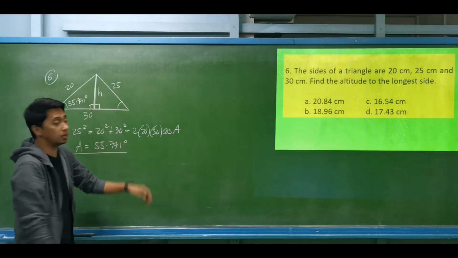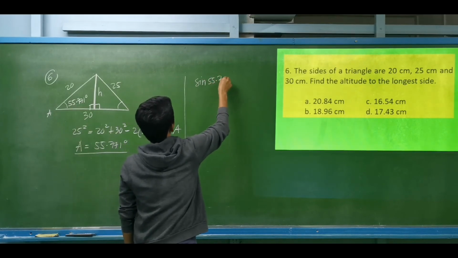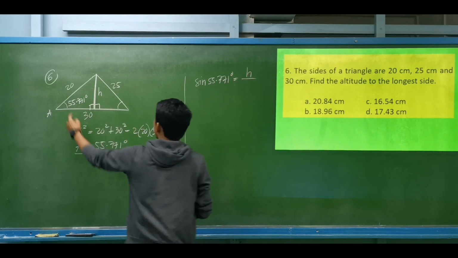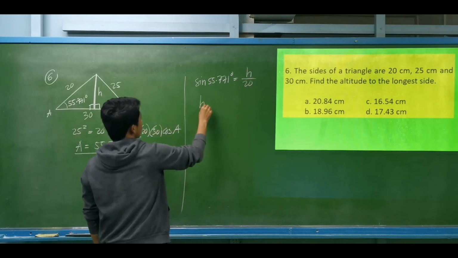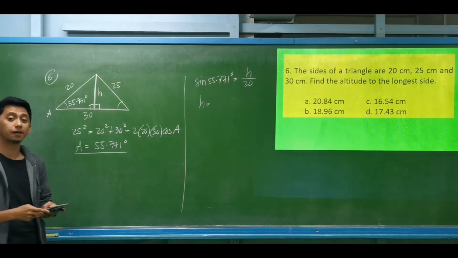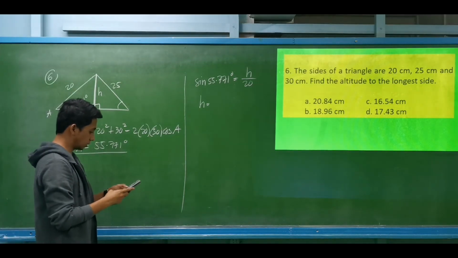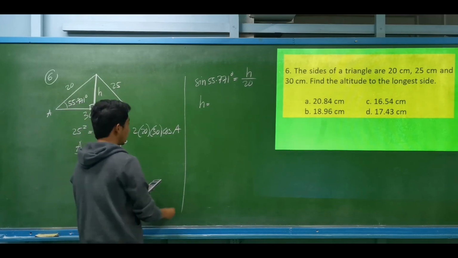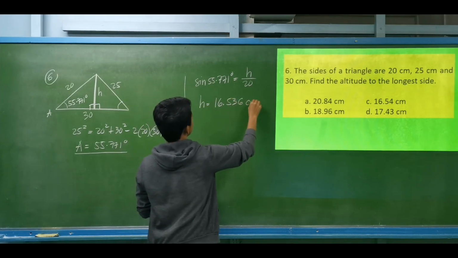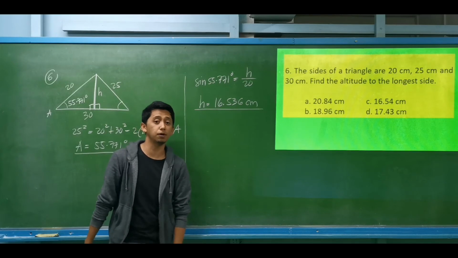Kung meron akong angle dito, 55.771 degrees, paano ko makukuha yung H? Diba 90 degrees yan? I-apply yung sine. The sine of 55.771 degrees is equal to opposite, that is H, over hypotenuse, which is 20. So makuha natin yung altitude to the longest side: 20 multiplied by sine of 55.771. Yung nakuha natin dito is 16.536 centimeters. Sa choices natin, we have letter C, that is 16.54 centimeters.